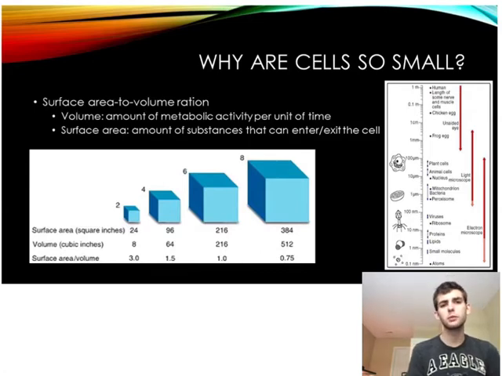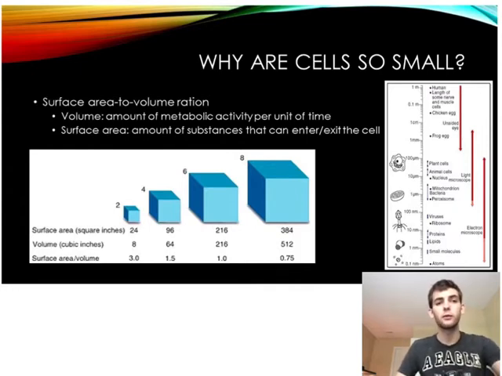So one thing that you should be asking yourself now is, why are we composed of so many small cells as opposed to really large cells? Well, that has to do with a surface area to volume ratio, and we're going to break that apart. The surface area of a cell determines how much of a substance we can eliminate or allow into a cell. And the volume of a cell determines how much metabolic activity per unit of time that cell has to expend.